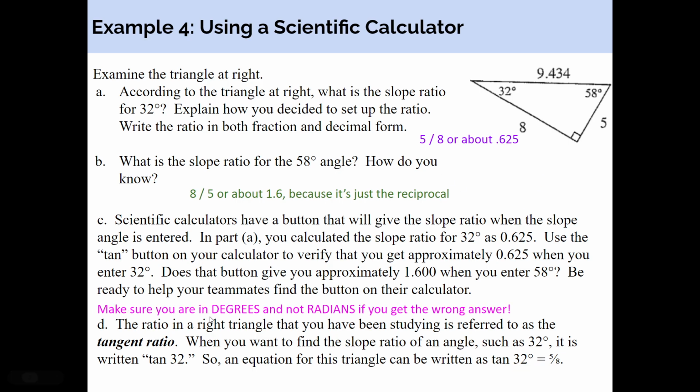If you don't get answers near the decimals we're getting, you need to make sure your calculator's in the degrees setting and not the radians setting. Radians is a different measurement. It's still an angle, but it's going to be different numbers, so it's going to mess up what we're trying to do today.